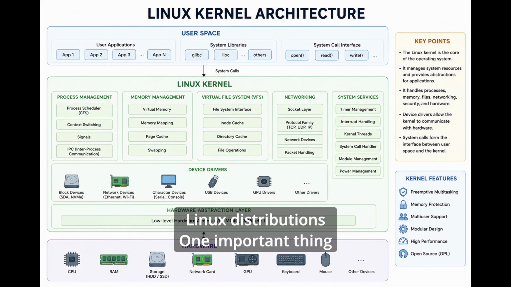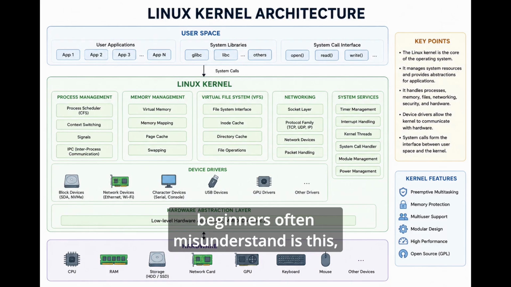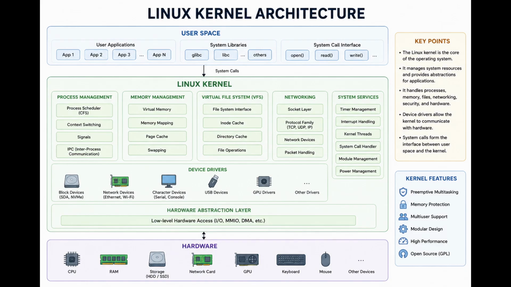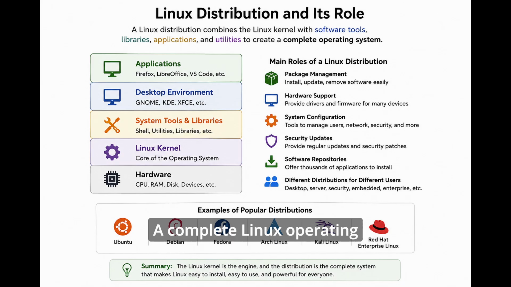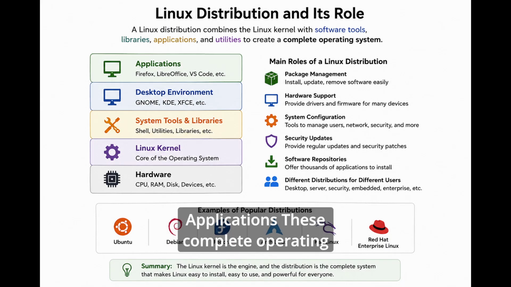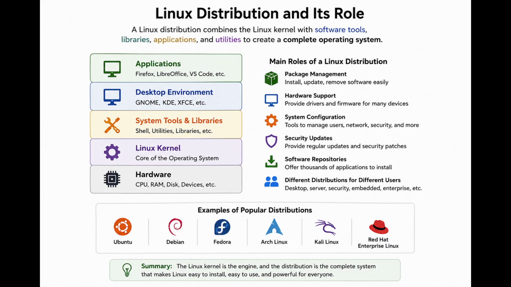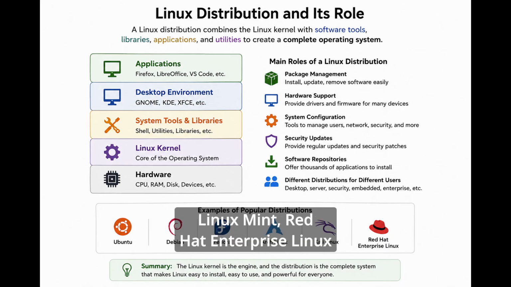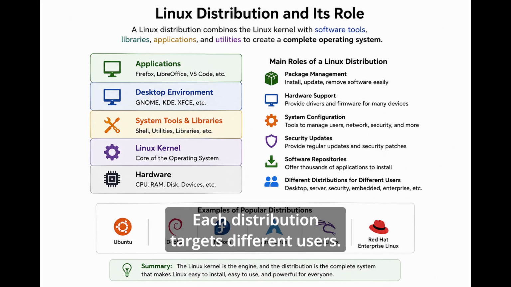8. Linux distributions. One important thing beginners often misunderstand is this: Linux itself is only the kernel. A complete Linux operating system also includes a shell, libraries, package managers, desktop environments, applications. These complete operating systems are called Linux distributions. Popular Linux distributions include Ubuntu, Debian, Fedora, Arch Linux, Linux Mint, Red Hat Enterprise Linux. Each distribution targets different users.